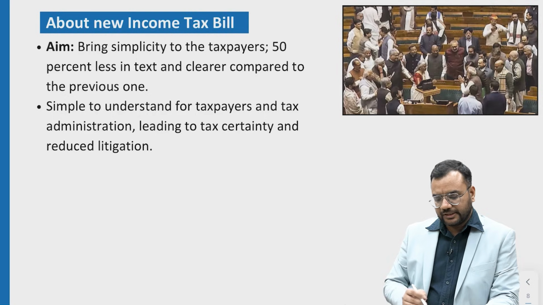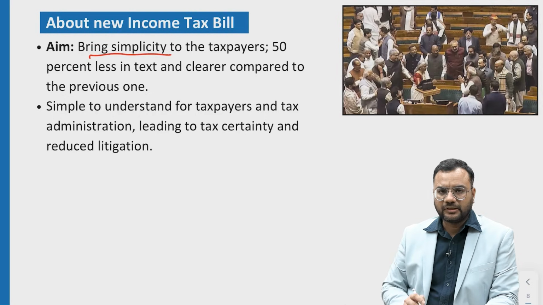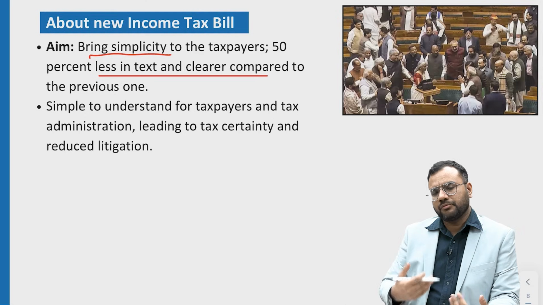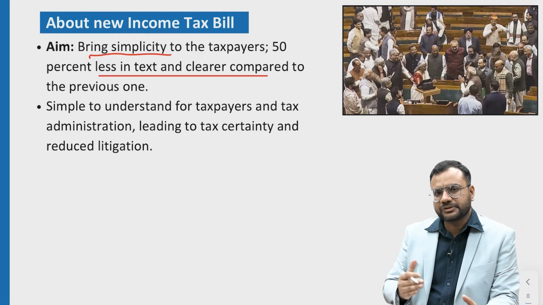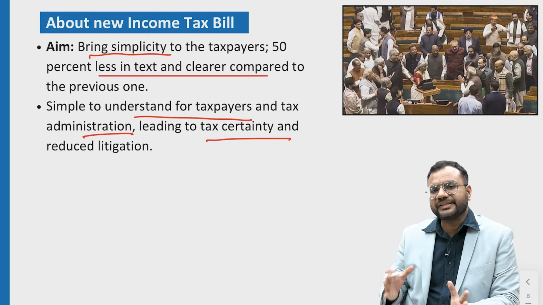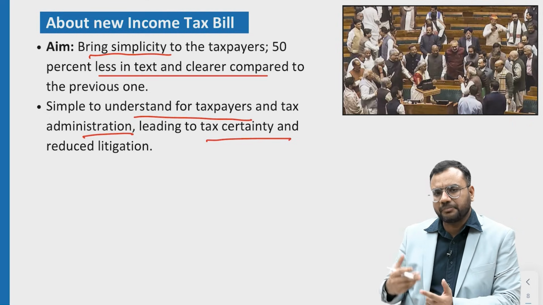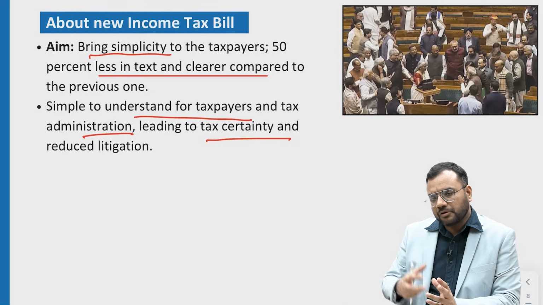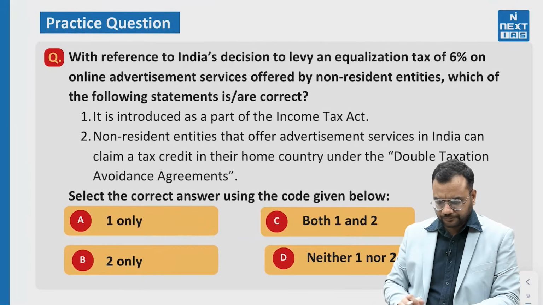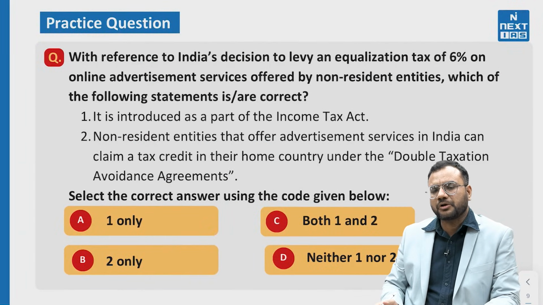Now what is this new income tax bill? It will bring simplicity. From time to time the government is emphasizing that we have to simplify. Simplicity for the taxpayer, 50% less in length and clearer compared to the previous one. So they have tried to make it much clearer and reduce the length of the act, and thereby make it simple to understand for taxpayers and tax administration, leading to tax certainty and reduced litigation. So ultimately the objective is to simplify and make it easier for the taxpayer to understand, and when this happens, the number of litigations which go into the court will reduce. Now let us see what question can be framed on this topic.